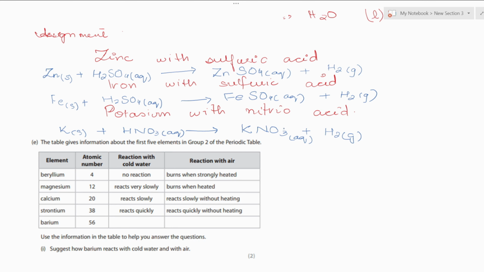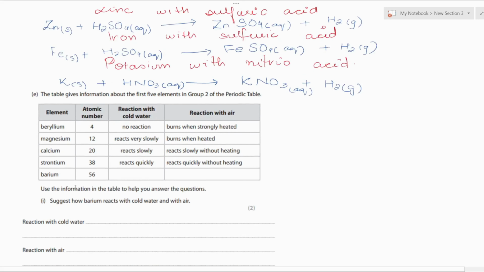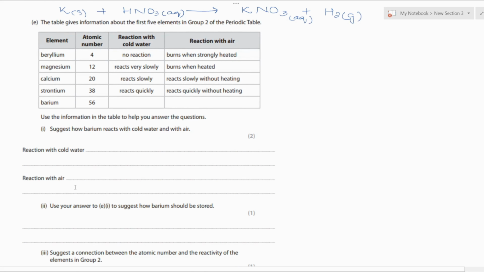Okay, let's discuss few questions. So let's discuss this part E, that a table is given and five elements are given and their reactivity is somehow given. Like beryllium, there is no reaction with cold water, but it burns strongly when heated with air. Magnesium reacts slowly with water, but it burns when heated. Calcium also reacts slowly with water and also reacts slowly with air without heating. You don't require heat for this one. Strontium reacts quickly with both water and air.